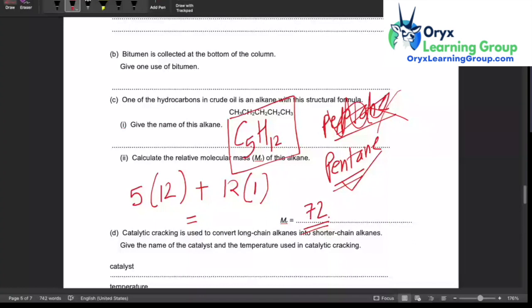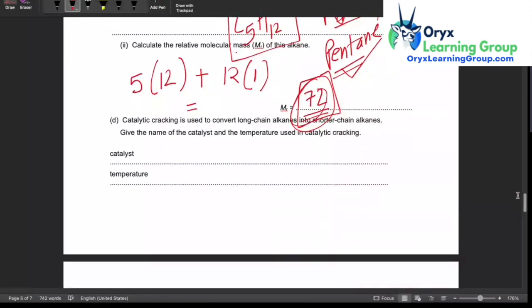Now remember this. When it is said relative, it means it does not have any units. It will be just a number. When they ask you molar mass, it will be grams per mole. But when they ask you relative molecular mass, it will not have any units. It will be just a number. Clear? Yes. Okay, let's go to the next question.